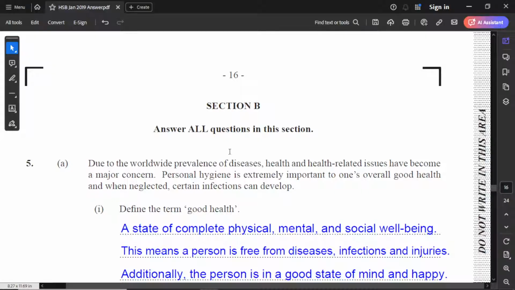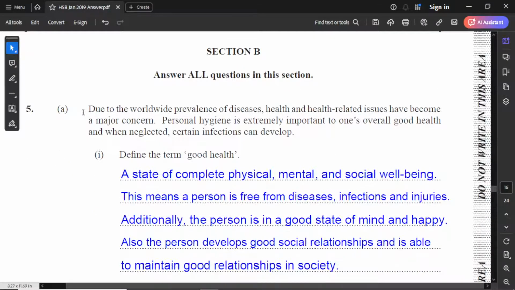And this is part B, which is the last section. Again, answer all the questions in this section. For number 5, it said, due to the worldwide prevalence of diseases, health and health-related issues have become a major concern. Personal hygiene is extremely important to one's overall good health, and when neglected, certain infections can develop. And I agree with this statement 1,000,000%. Good hygiene is very important, extremely important.